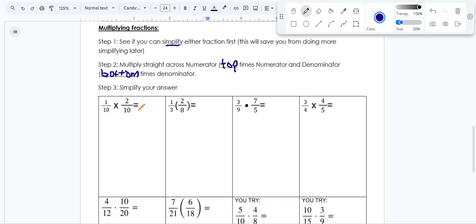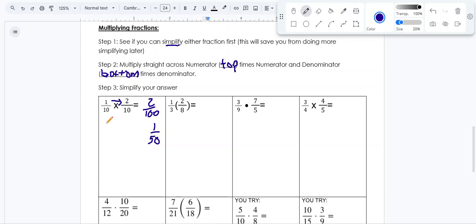The first thing you want to do is simplify, and I'll show you why. Take 1 over 10 times 2 over 10. Let's say I didn't simplify first. I would just go straight across. 1 times 2 is 2. 10 times 10 is 100. Now I would have to simplify this. The only thing that goes into 1 and 2 is 2, so I divide both by 2. 2 divided by 2 is 1. 100 divided by 2 is 50.